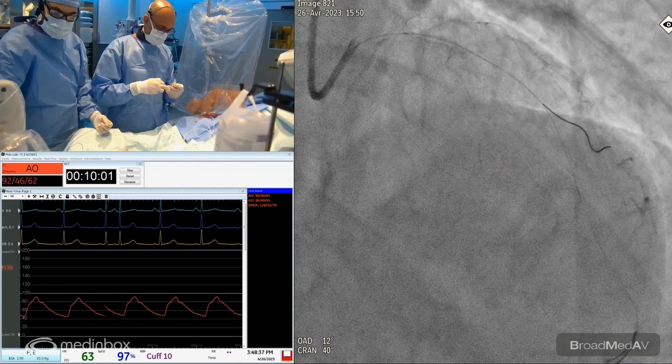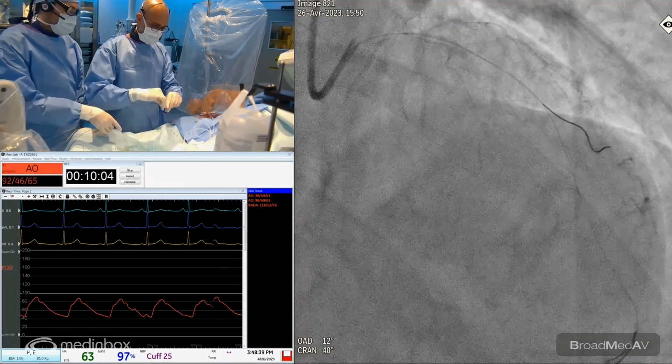We had some instability during the RCA atherectomy.